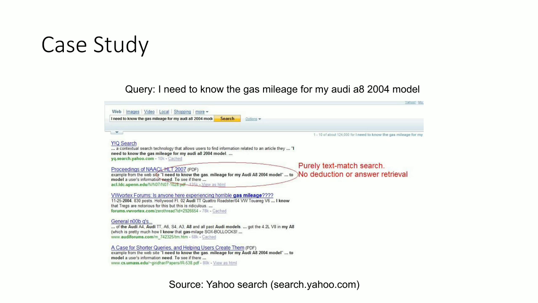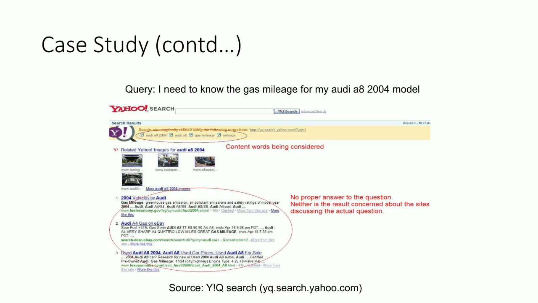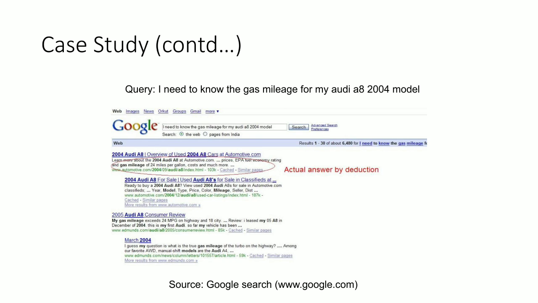Whatever query is given, I need to know the gas mileage for my Audi A8 2004 model, may be present in some particular documents as it is. So the terms get matched with those documents and retrieved here. You can see there are no proper answers to this question, and neither are the results concerned about sites discussing the actual question.